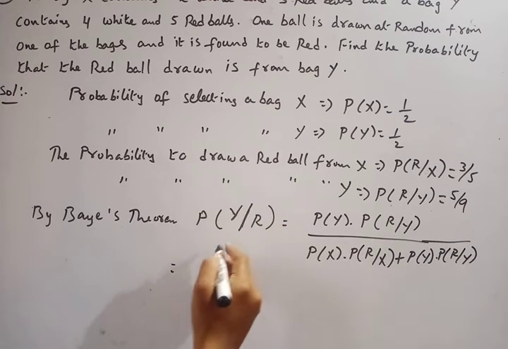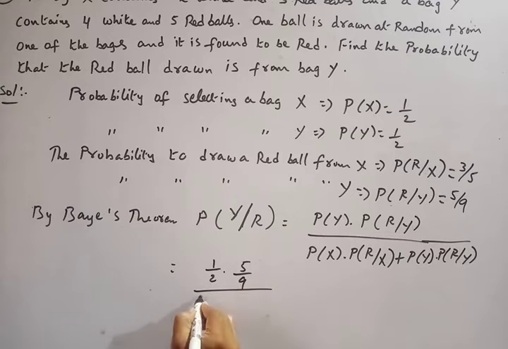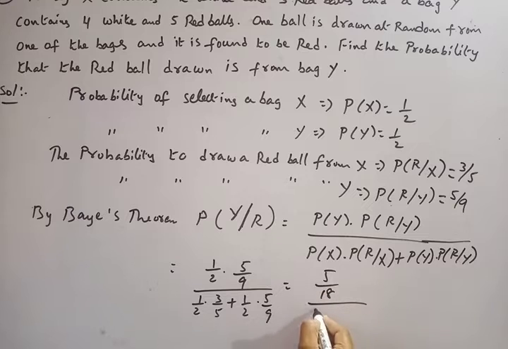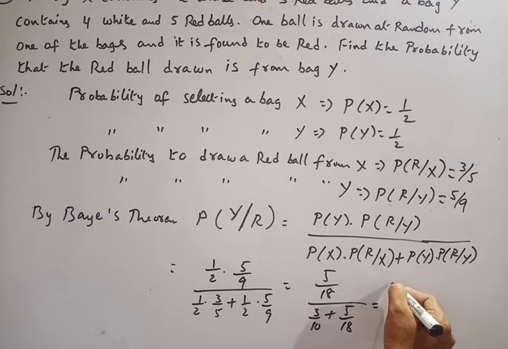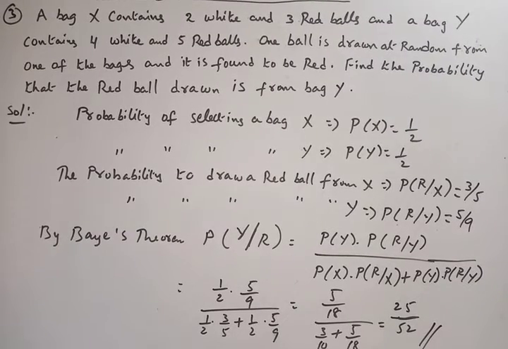So this is equal to: P of Y is 1 by 2, P of R by Y is 5 by 9, and 1 by 2; P of R by X is 3 by 5, P of Y is 1 by 2, and it is 5 by 9. So we get 5 by 18 over 3 by 10 plus 5 by 18. Take the calculator and solve it. I am getting 25 by 52. You will get the answer. Like this, you need to solve this problem using Bayes theorem. Understand here?